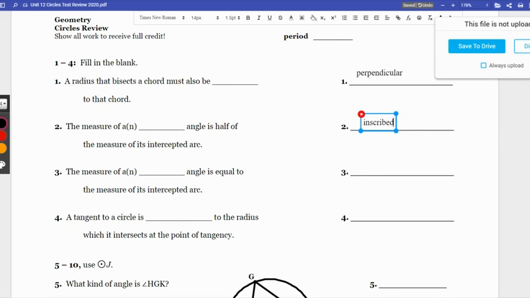An angle with a vertex on the circle. The measure of a blank angle is equal to the measure of the intercepted arc. That, of course, is a central angle, something that we'll be using in just a moment. And then finally, number 4, a tangent to a circle is blank to the radius which it intersects at the point of tangency. That is also perpendicular.